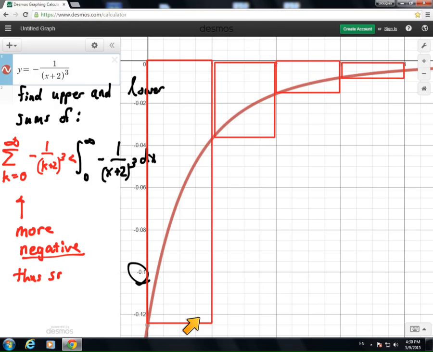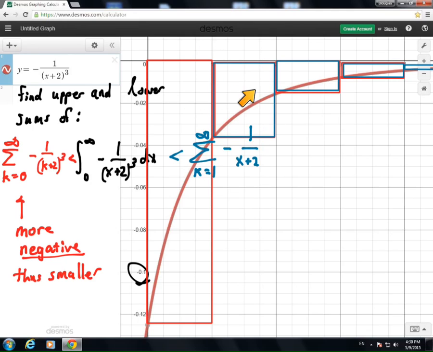Now we can see that there's more area coverage here. We're going with a larger space. But because it's more negative, we're expecting the value to be less than the value of the integral. So the integral is going to cover less space, so it'll be a smaller negative number, therefore larger in value. So when we do our other sums, when we go from k equals 1 to infinity, we're seeing these rectangles here are all negative, but it's going to be less negative than our integral. And so the work is inverted compared to what we did last time.